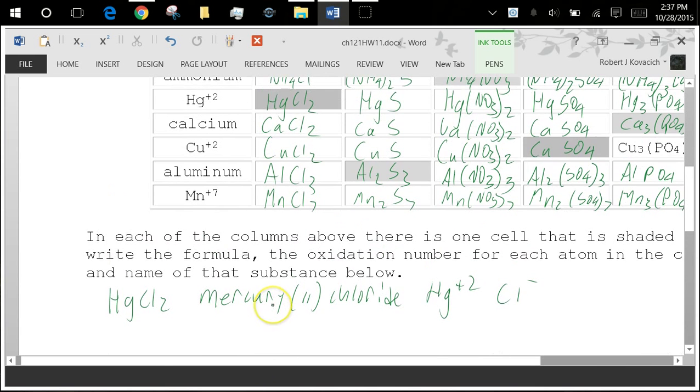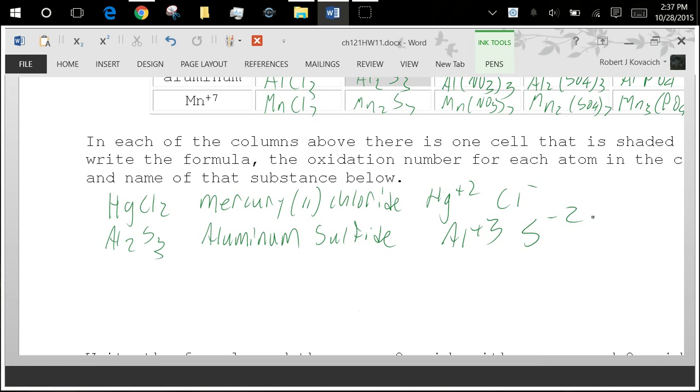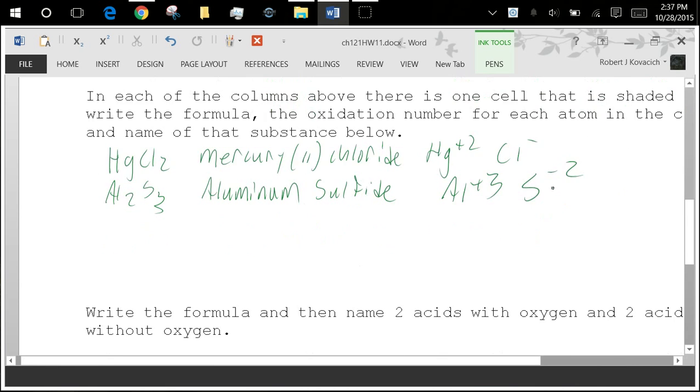And then the second column, it looks like the Al2S3. So it's aluminum sulfide. And it's Al with a +3 and sulfur with a -2. Does anybody know how the rest of the world pronounces aluminum? Aluminium. Okay. We are literally the only ones that say it like that.